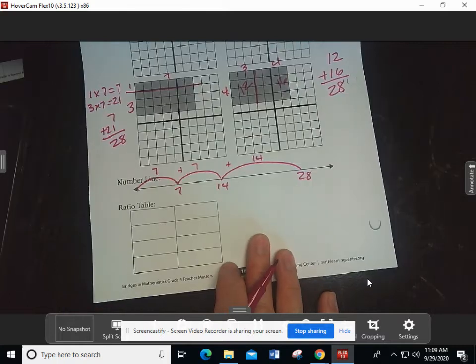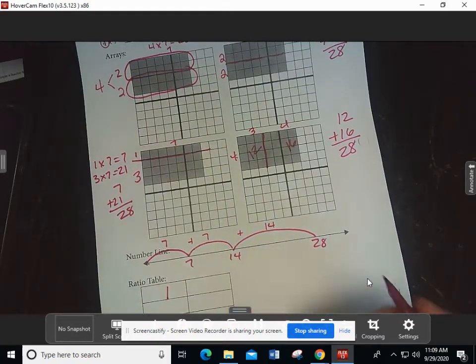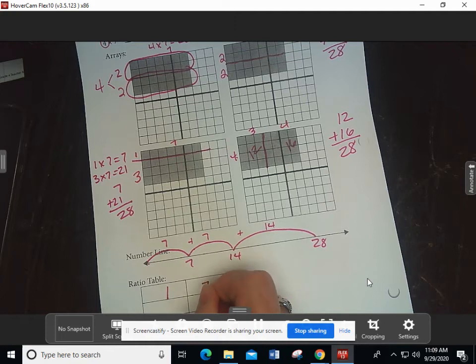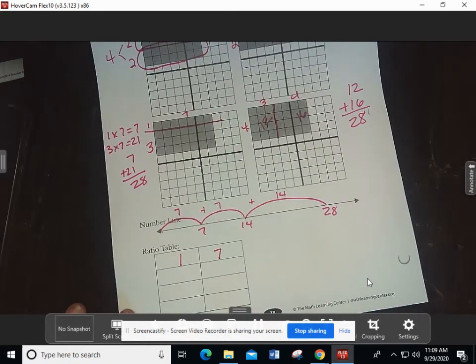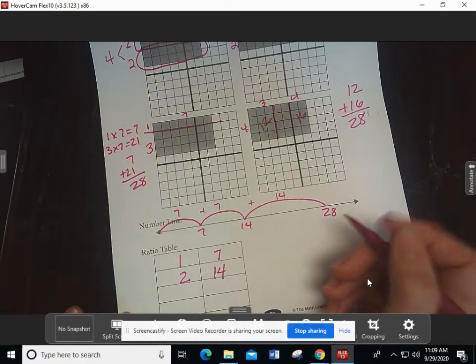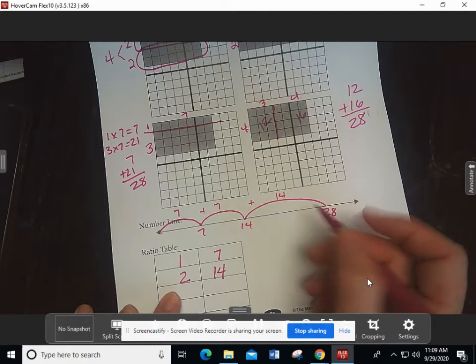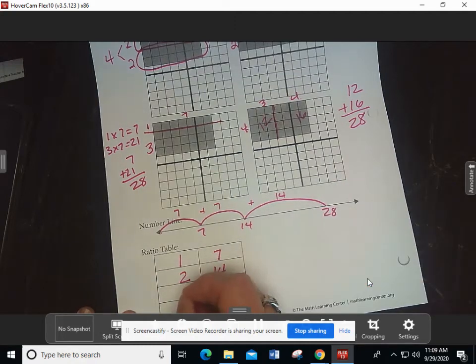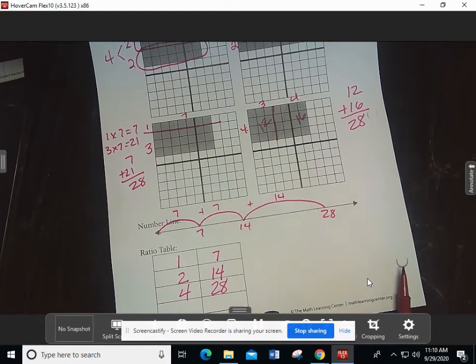With the ratio table at the bottom, one group of 7 is 7. If I'm going to double it to have 2 groups, if one group of 7 is 7, 2 groups of 7 are what? 14. I could go on to 3 groups of 7, or I can see that I can double this and have 4 groups of 7, which is 28. So when we're multiplying by 4s, we're actually doing a double-double, because we're doubling and then we're doubling again.